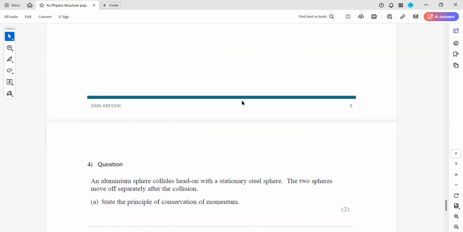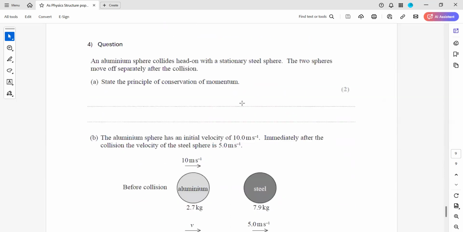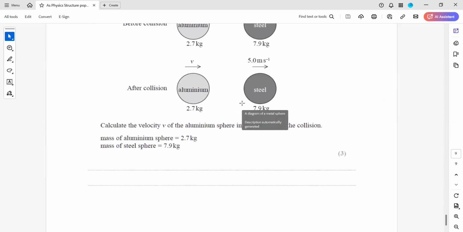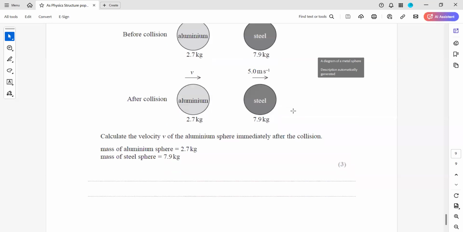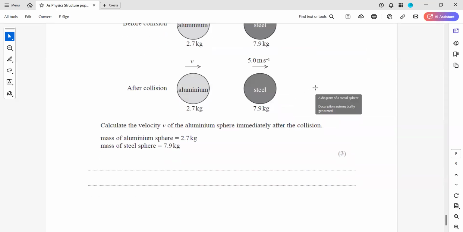Then we have the last question, question 4. Any doubt? You have to state conservation of momentum and calculate the total momentum before and after to work out the speed at which the aluminum sphere will move.